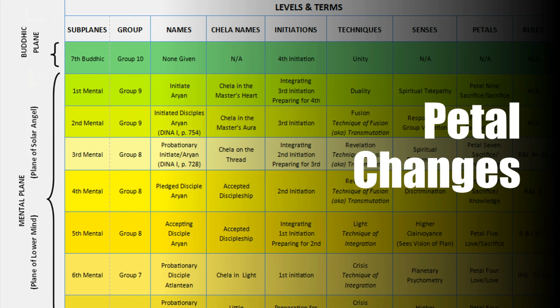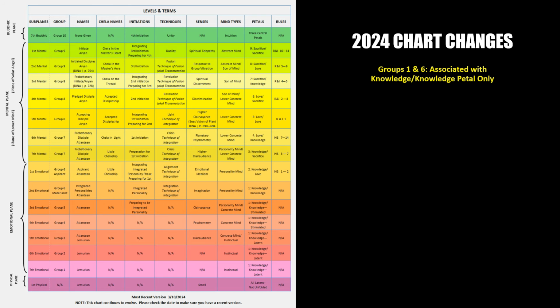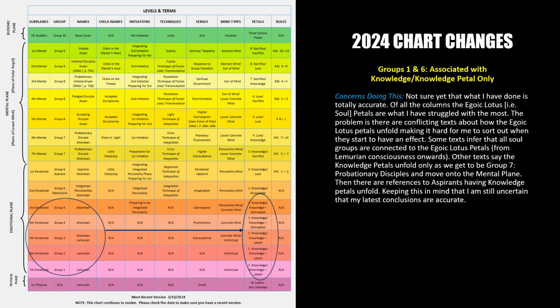Now let's look at some of the changes regarding the column on the petals. So here's the biggest change. Groups 1 through 6 are now associated with the knowledge petal only. In previous charts, you will see that I have different petal names listed in this column for these groups, but now they're all knowledge petal latent. My concerns for doing this: I'm not sure yet that what I've done is totally accurate in the petals column.